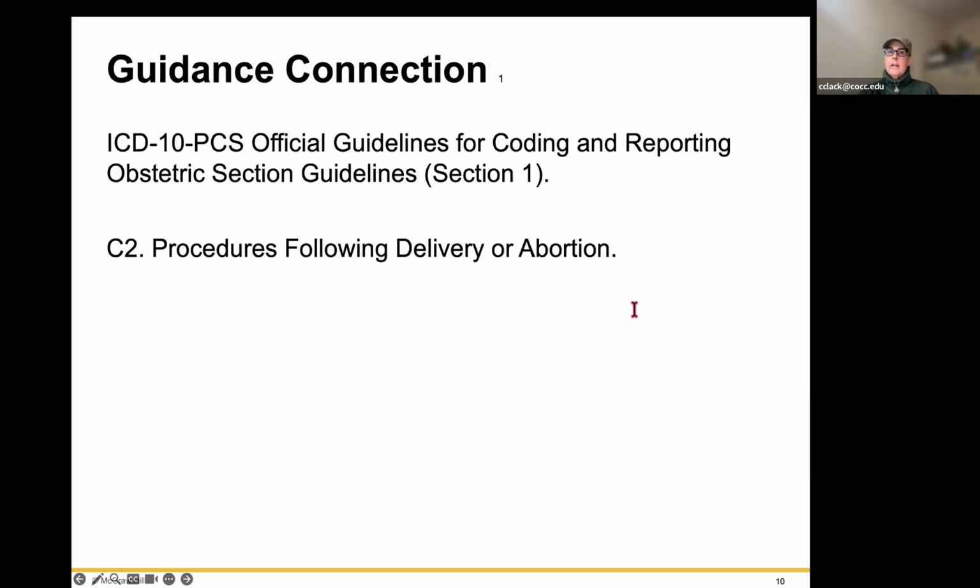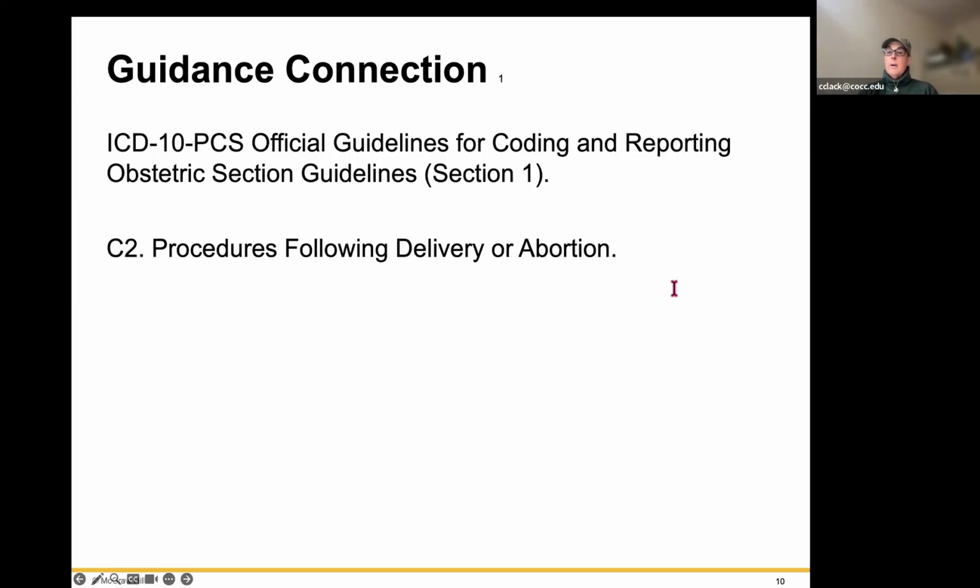So these are some important guidelines. This is your compass, if you will, with PCS coding. We've talked about the importance of following coding guidelines. With this one, we're looking at C2, which is procedures following delivery or abortion. The idea here is that once a delivery or abortion occurs, there may be additional procedures performed afterwards, such as treatment of complications, management of routine products, repair, or other interventions. C2 tells you how to code these follow-up services and whether they are coded as separate procedures based on what was actually done and documented.